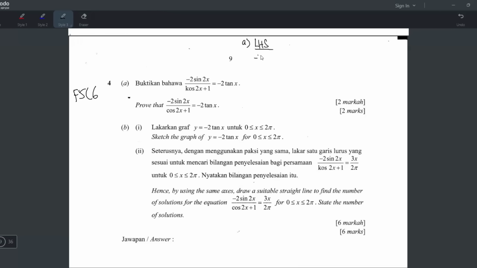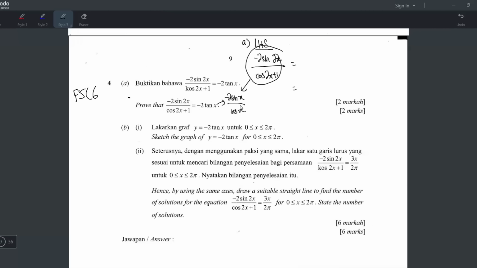So the left hand side is negative 2 sine 2x over cos 2x plus 1. And let's try to change this so that it becomes negative 2 tangent x. Even though I'm changing from left to right, I can do a bit of working on the right also, because I know negative 2 tangent is negative 2 sine x over cos x. So it's recommended to look at what you want also, and try to change it if possible so that we have more options. We can either change this to this, or we can change it to this also, right?